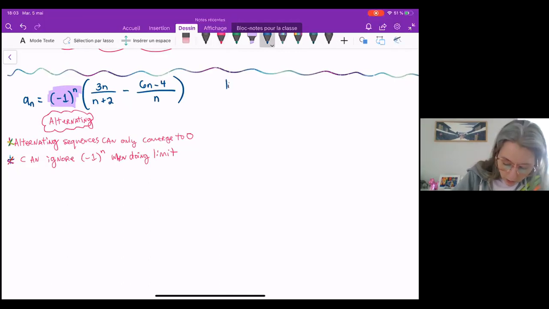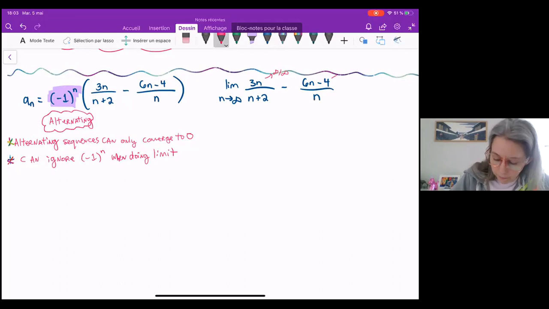So let's look at the limit then. As n approaches infinity, ignore the -1 to the n, 3n over n plus 2, minus 6n minus 4 over n. This first thing gives me infinity over infinity when I plug in, and the second thing gives me infinity over infinity when I plug in. So I want to look at each of these limits separately. We'll call this first one a smiley face, and we'll call this second one a frowny face, and look at each of them separately.